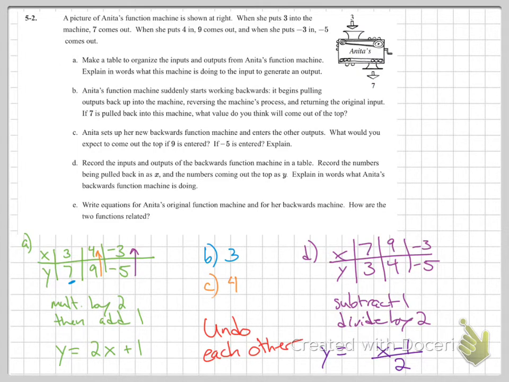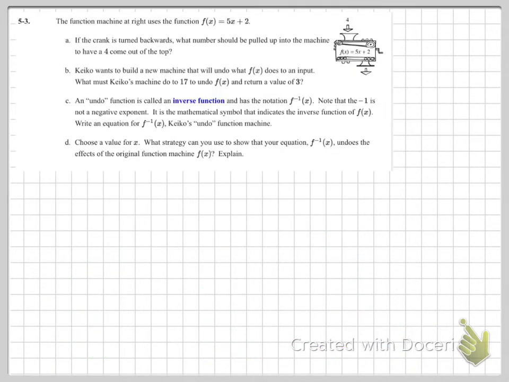Okay, let's see what's next. The function machine at right uses the function f of x equals 5x plus 2. If the crank is turned backwards, what number should be pulled up into the machine to have 4 come out the top? So I have, you can use y equals, but f of x is fine. 5x plus 2. When I do that, what number should be pulled up into the machine to have 4 come out the top?